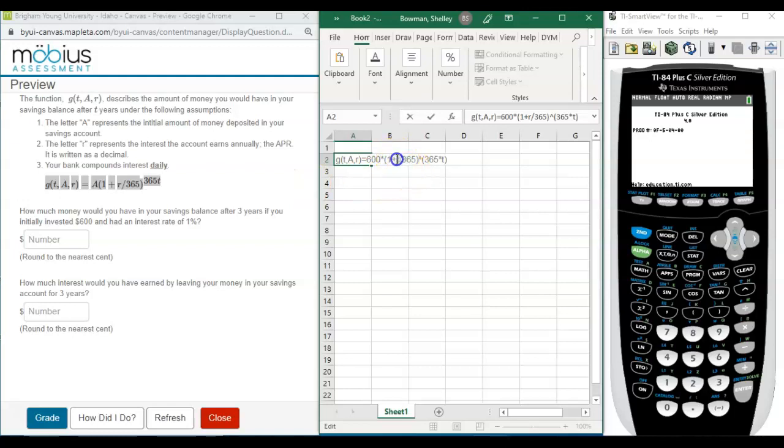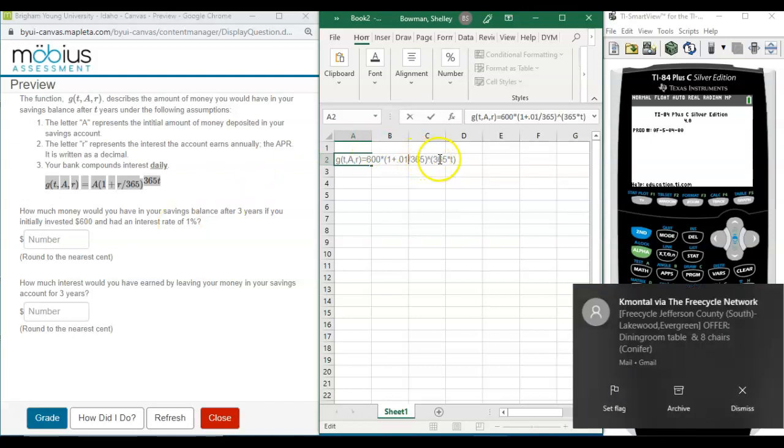Now the other thing I need is R, or the APR, and it tells me down here that it has an interest rate of 1%. Now I have to change this back to a decimal. Don't plug it in as a percent. So we move the decimal place over 2 place values to the left. Since there's not a decimal here on the 1, we know it's after the 1, and so we need to move it 2 place values to the left, which gives us 0.01.